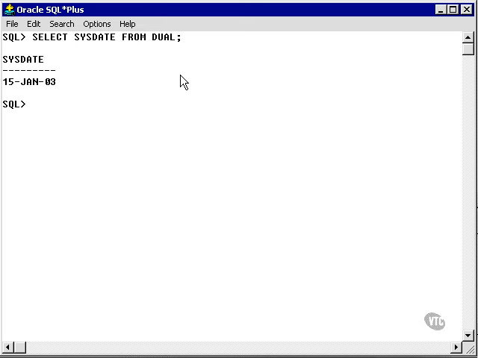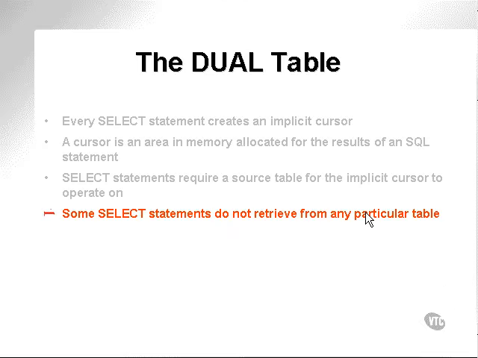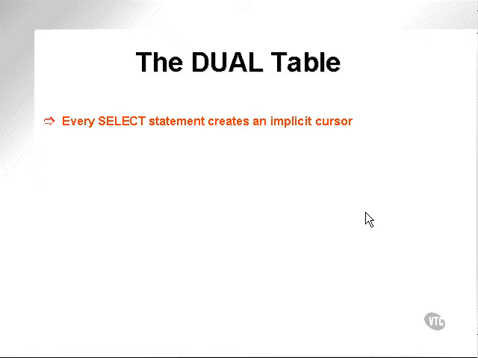And here is the sysdate selection. As you can see, 15 January 03. Now let's take a step back and read through these items again, just to make sure you understand exactly what the dual table does.